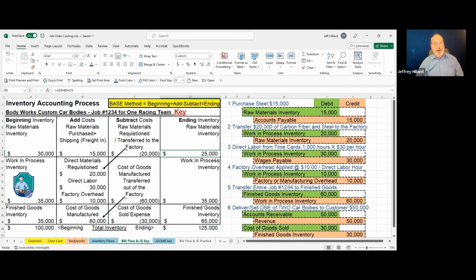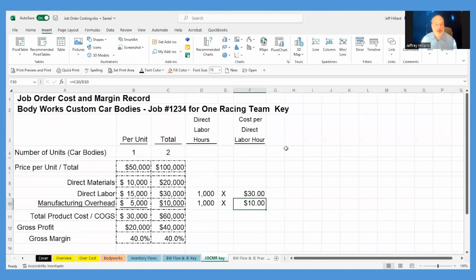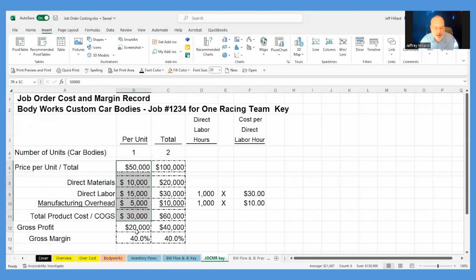So using the base method, you can clearly see the impact of the transactions on your inventory, and it works a lot better. Now let's briefly go on and take a quick look at the job order cost and margin record for Body Works custom car bodies. So this is for this custom job number 1, 2, 3, 4 for one racing team. Here's the one we delivered, and remember, this is the bridge method.